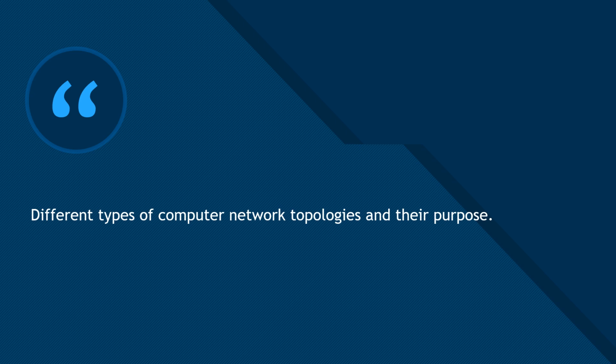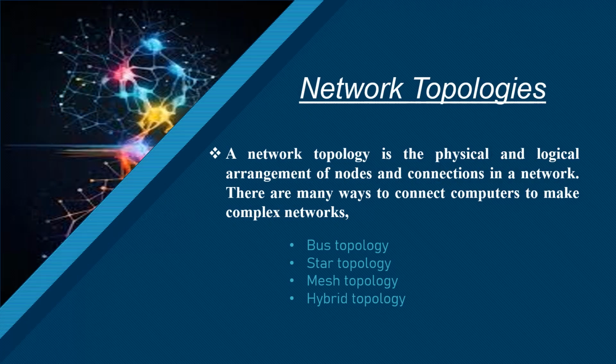Our last content is different types of computer network topology and their purpose. Network topology. What is network topology? A network topology is a physical and logical arrangement of nodes and connections in a network. There are many ways to connect computers to make complex networks: bus topology, star topology, mesh topology, and hybrid topology.